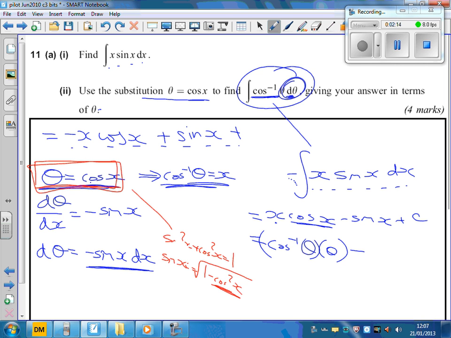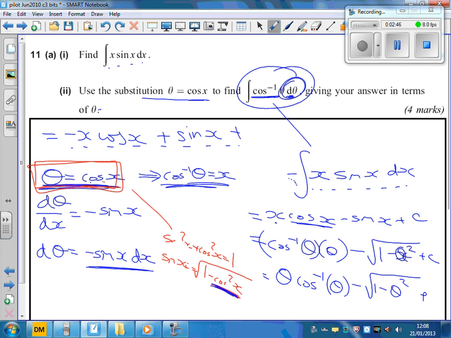And we know, of course, that cos x is theta. So this whole thing here is going to change to the square root of 1 minus theta squared plus c. Because cos x is theta, so it's 1 minus theta squared. Sorry about that. I'll just rewrite that a bit neater: minus the square root of 1 minus theta squared plus c.